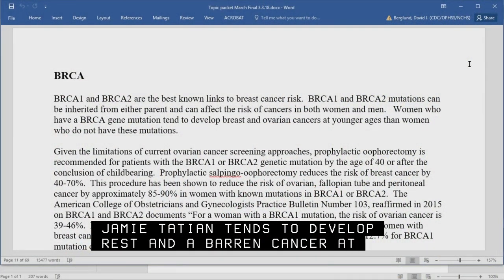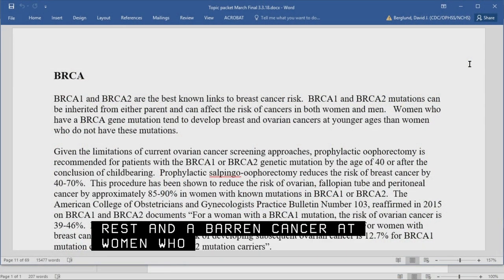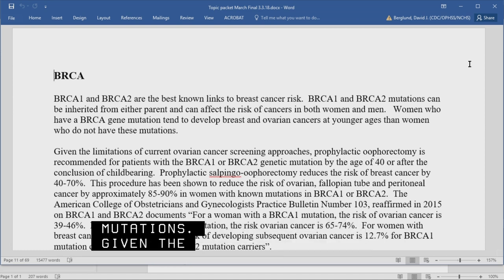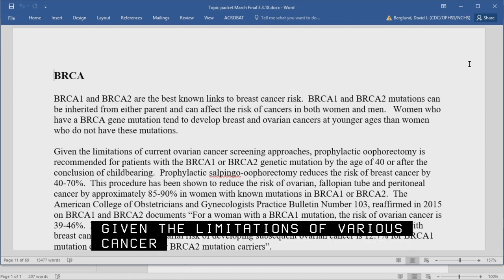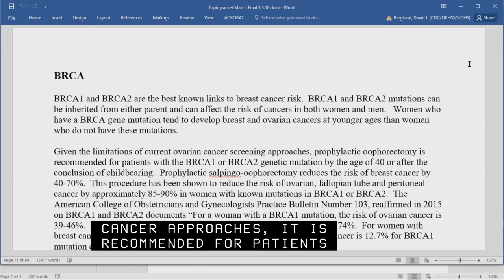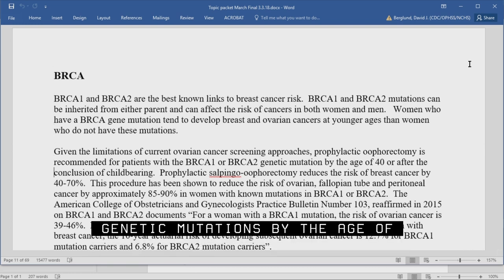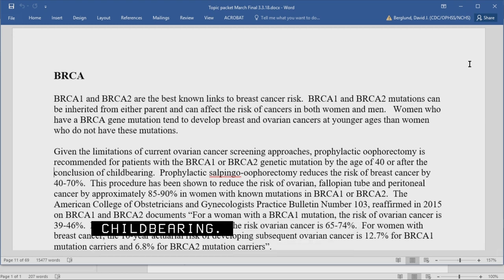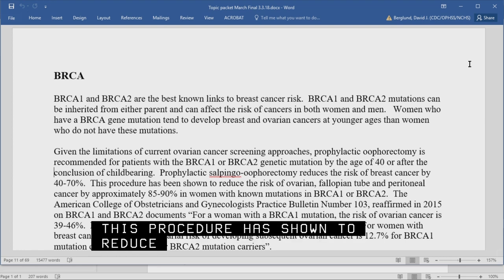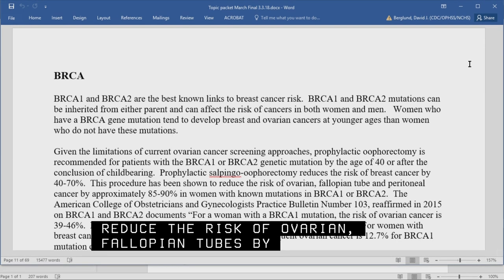Given the limitations of current ovarian cancer screening approaches, prophylactic oophorectomy is recommended for patients with the BRCA1 or BRCA2 genetic mutation by the age of 40 or after conclusion of childbearing. This procedure has been shown to reduce the risk of ovarian, fallopian tube, and peritoneal cancer by approximately 85 to 90% in women with known mutations in BRCA1 or BRCA2.